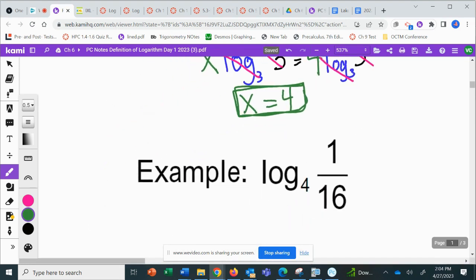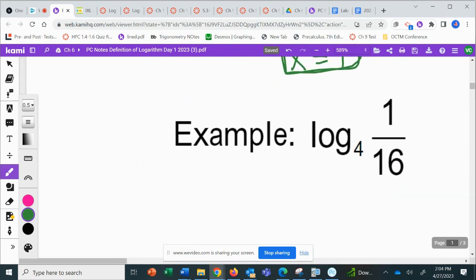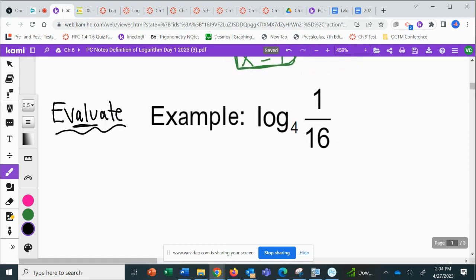The next two examples don't have directions because I forgot to type them, but the directions are not solve, because do you see an x here? No. So the directions are not solve. They are evaluate. Evaluate means find one value. You are going to find one number that this is equal to. Evaluate, we're going to find one number. So when we find one number, I will no longer have the word log sitting there.